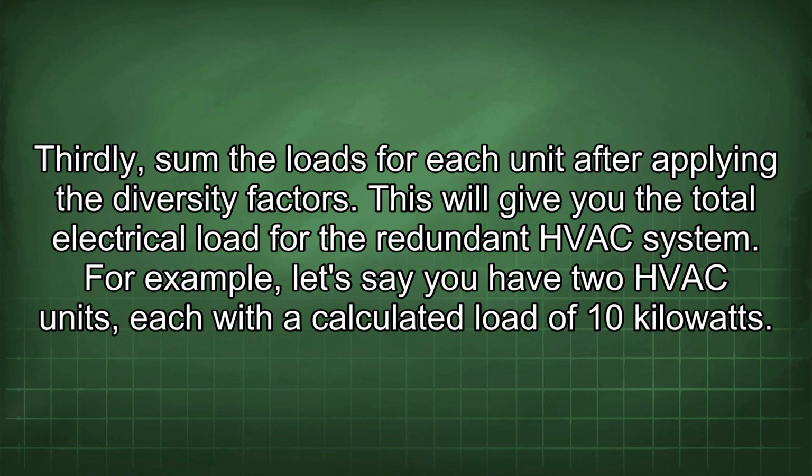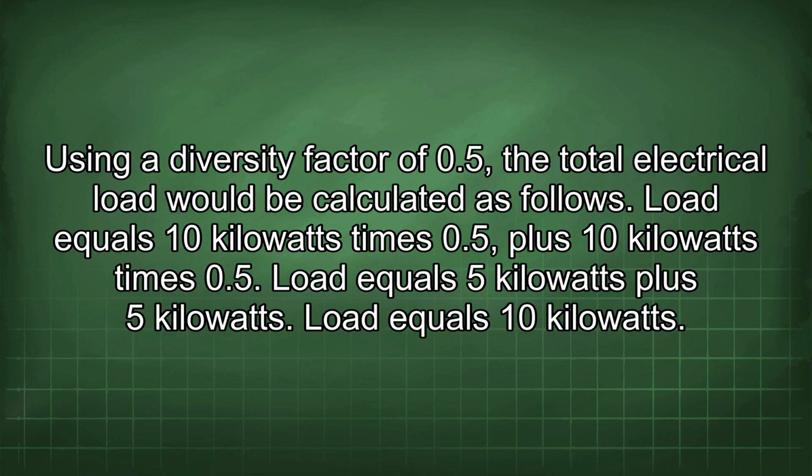For example, let's say you have two HVAC units, each with a calculated load of 10 kilowatts. Using a diversity factor of 0.5, the total electrical load would be calculated as follows. Load equals 10 kilowatts times 0.5 plus 10 kilowatts times 0.5. Load equals 5 kilowatts plus 5 kilowatts.